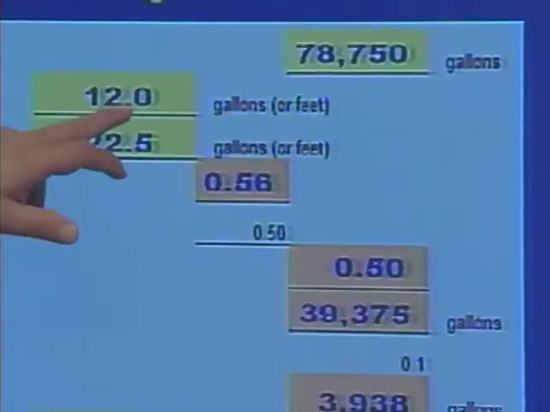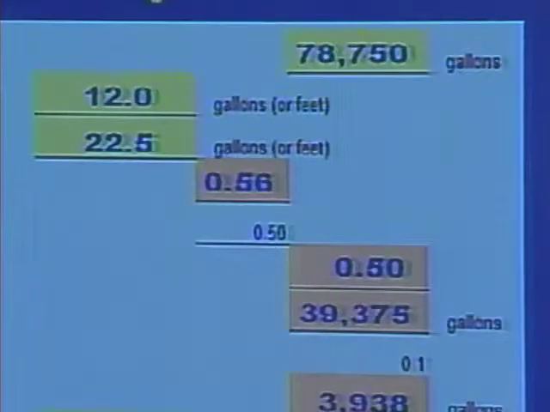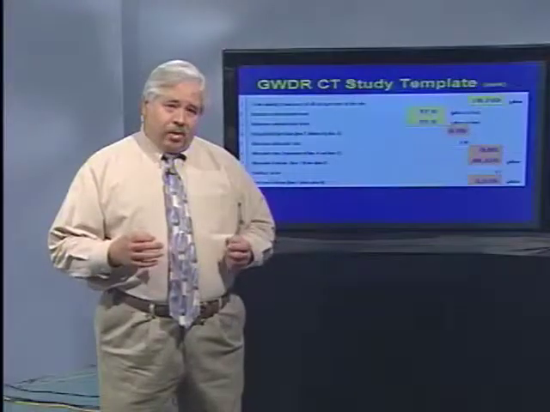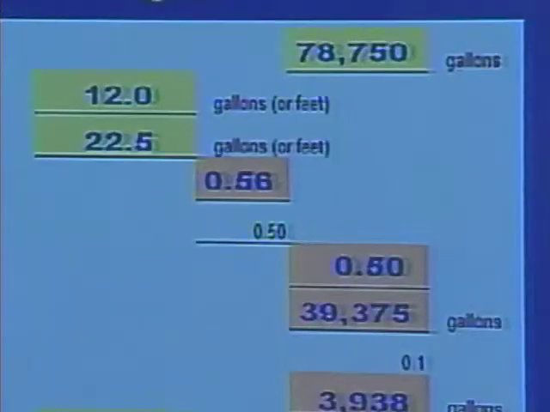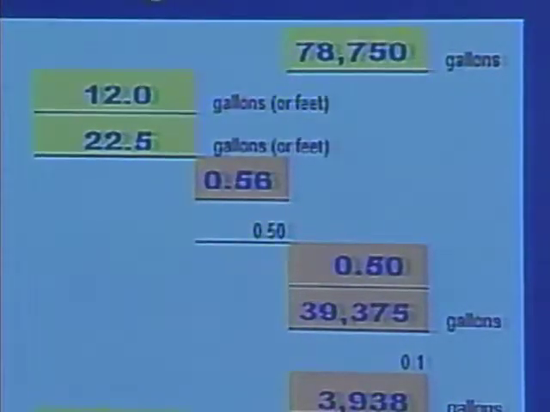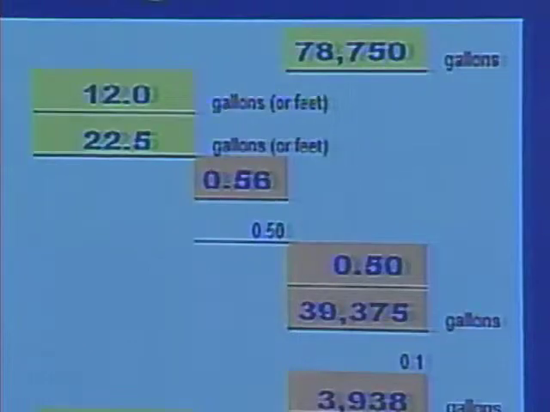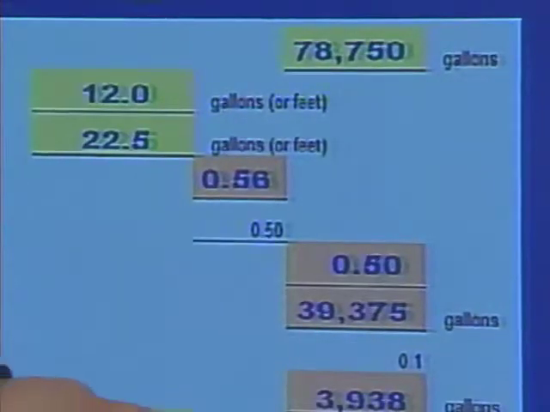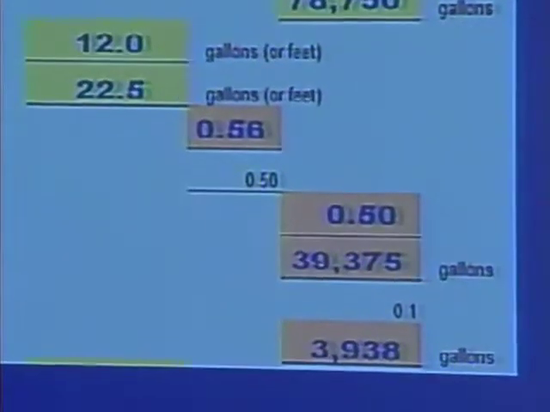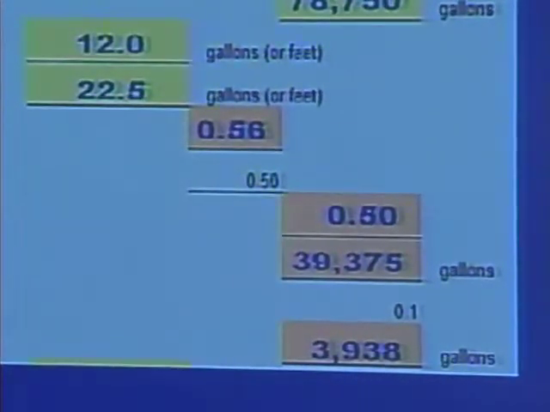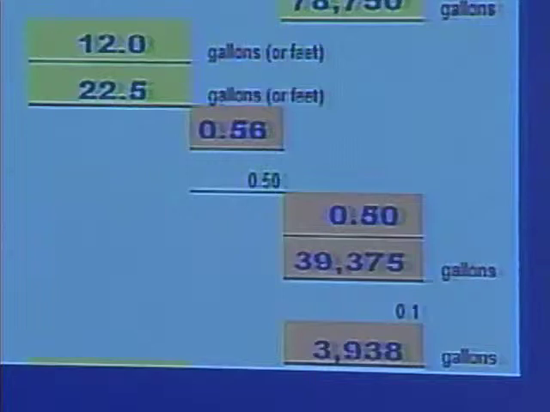At that ratio, 12 divided by 22.5 gives you a 0.56 ratio. That's a little bit higher than we estimate the minimum water level to be under worst case conditions. So we apply a 0.5 allowable ratio. Multiply that times 7,850 gives you 39,300, times the 0.1 baffling factor, because this tank has one inlet and one outlet and no internal baffles. You get a 3,938 gallon effective storage volume.